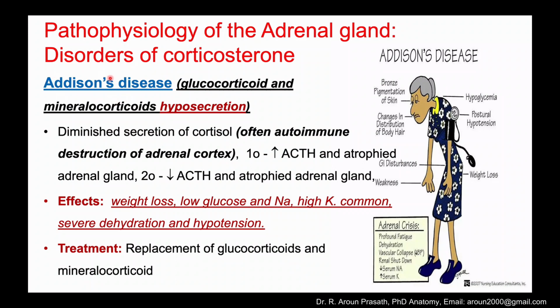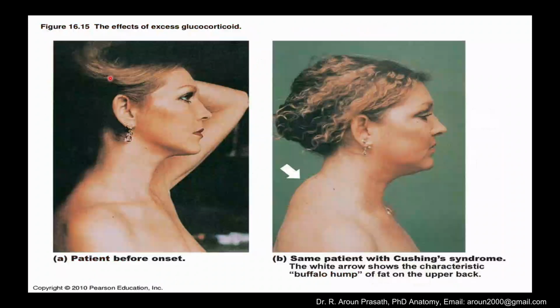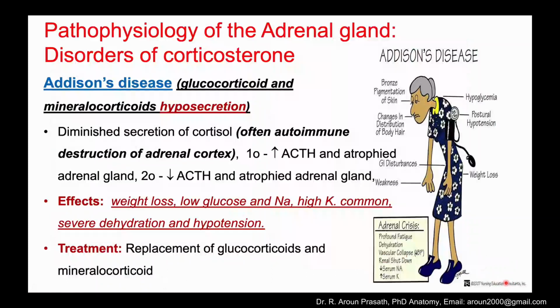So the opposite of Addison's disease is Cushing's disease, Cushing's syndrome. Cushing's syndrome is a hypersecretion, and Addison's disease is a hyposecretion of the adrenal cortex.